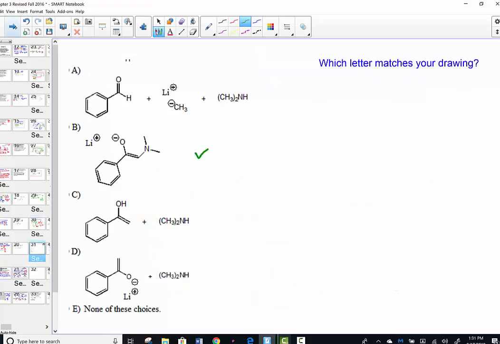So as you're staring down your answers, which one matches? Which one matches those choices? Which ones can you eliminate? Which one matches? And pausing so that you can check that out.